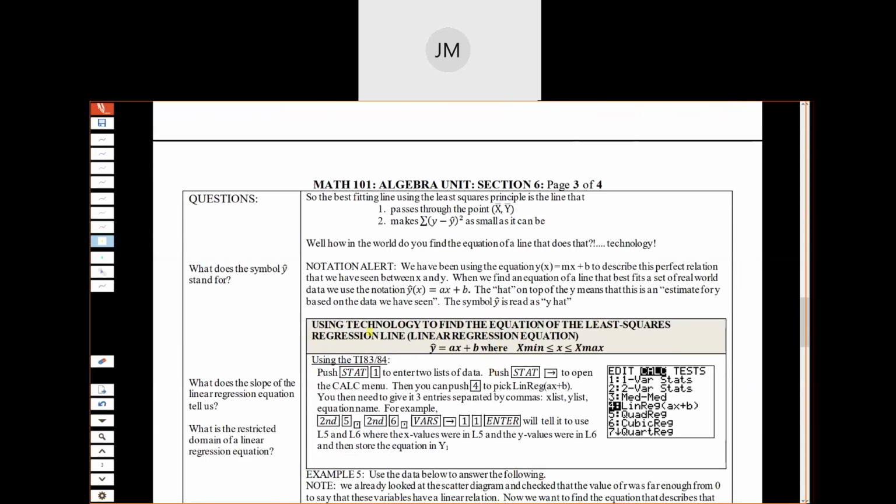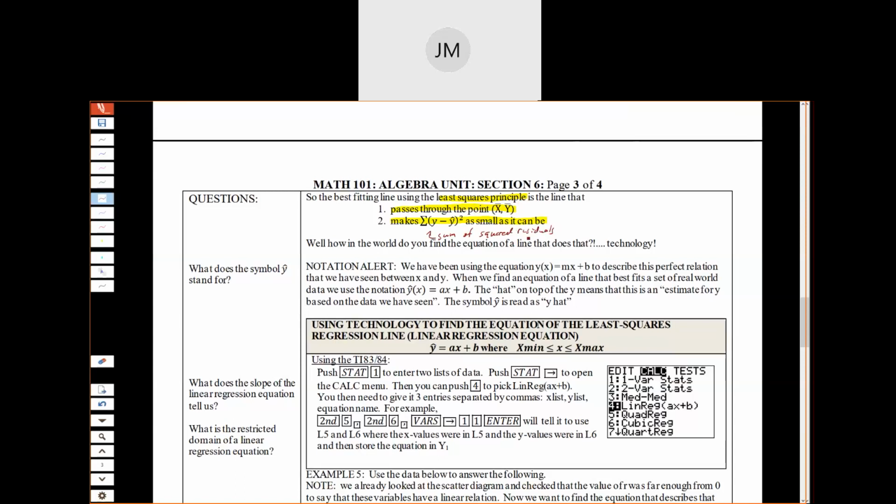So we have two criteria now. Our best fitting line using the least squares principle is, one, it passes through that average point, and two, it makes the sum of the squared residuals as small as possible.